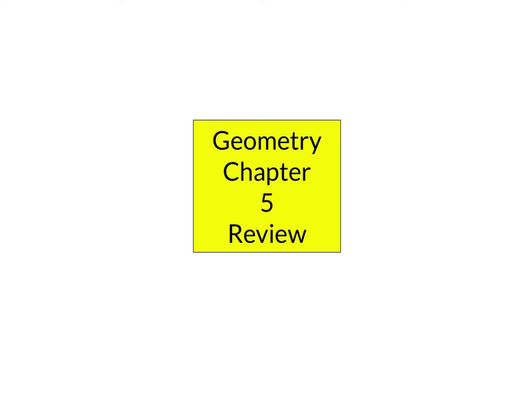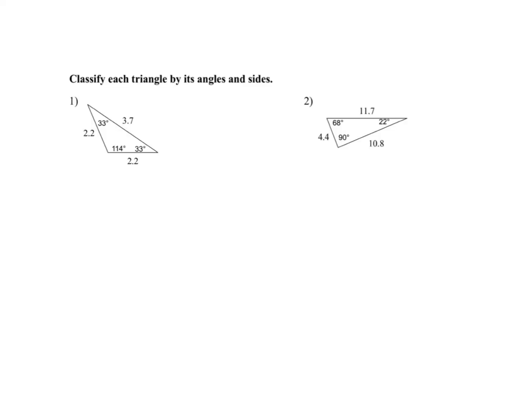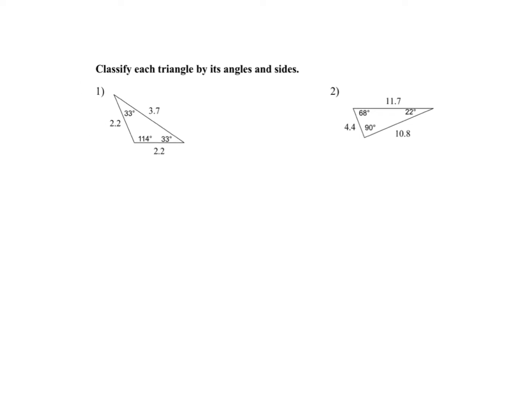Okay, so this is your review for your Chapter 5 test tomorrow. First thing, let's everybody write down what you think these answers are. Classify each triangle by its angles and its sides, please. Angles and sides. All right, so the angles first, we have acute, and then one obtuse.